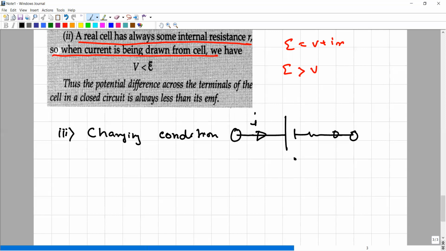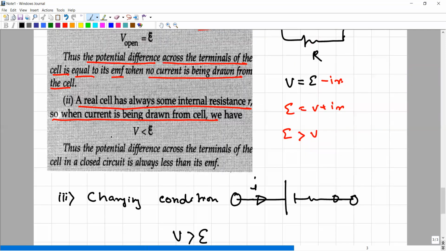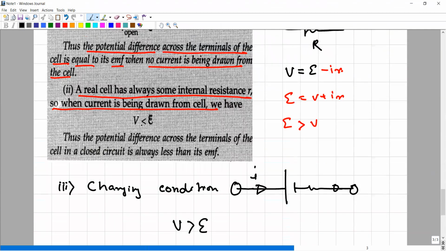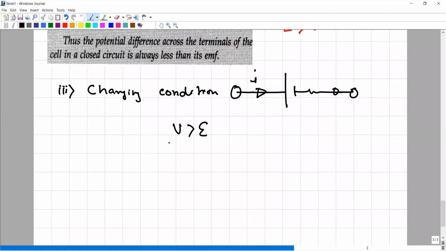If the EMF of the cell is 5 volt and you give externally 10 volt, then only the charges are going to flow. If you give externally 2 volt, obviously charge is not going to flow and the cell is going to discharge. So in the charging condition, the external potential difference that you give to the cell should be more than the EMF of the cell. So these are the three conditions. In an open circuit, the EMF and the potential difference are the same. In a closed, discharging circuit, the EMF is more. And in a charging condition, the potential difference is going to be more than the EMF.